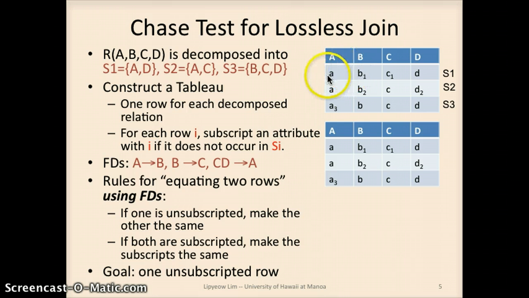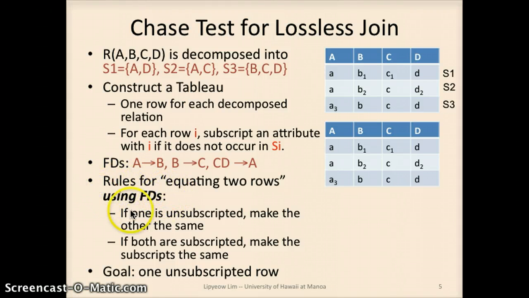So in S1 we have A and D, but we do not have B and C, so we subscript B and C with 1. In S2 we have A and C but no B and D, so we subscript B and D with 2. In S3 we're missing A, so we subscript A with 3. Then we are going to use the FDs that were given to us for the relation R(A, B, C, D), and we are going to do some inferencing over this tableau.